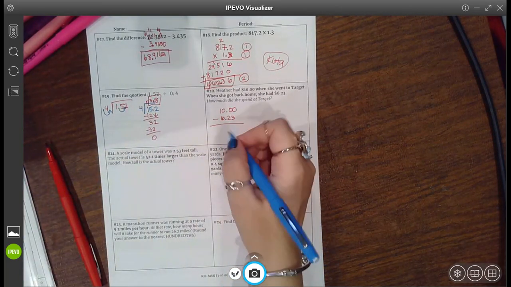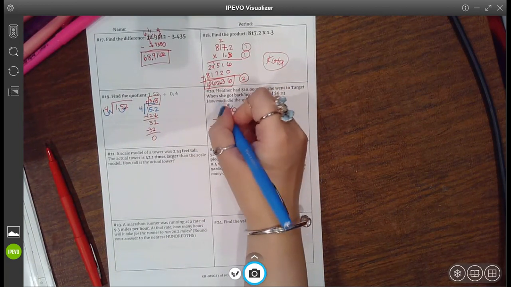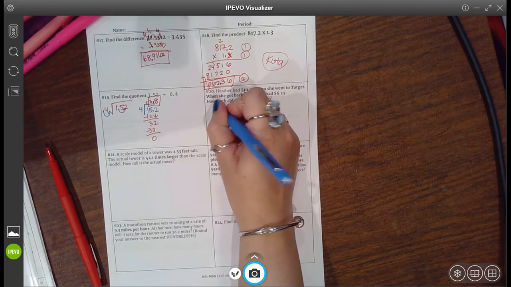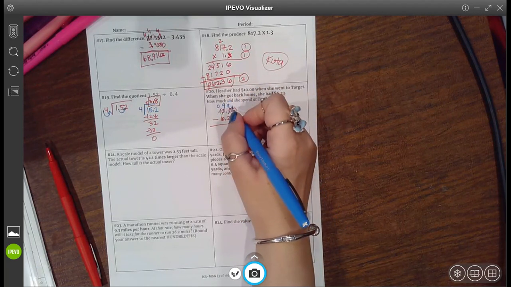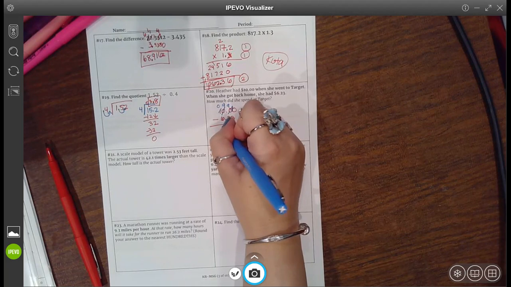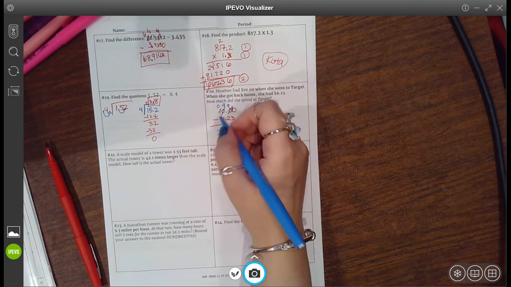However, you can't take 3 from 0, so I need to borrow. And since there was nothing there, I need to borrow again. And then there's nothing there, so borrow one last time. Now that can be a 10. 10 minus 3 is 7. 9 minus 2 is 7. Bring down your decimal. 9 minus 6 is 3. And 0 minus 0 is 0.